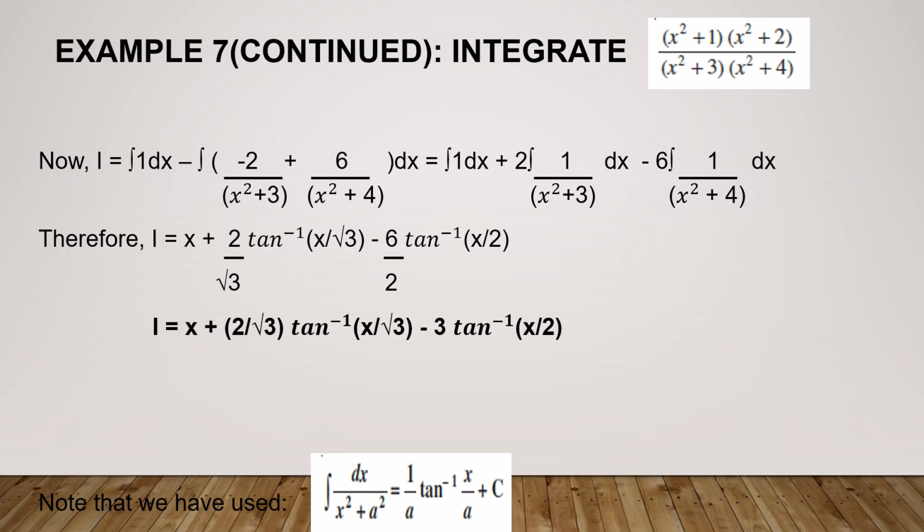This is again of the same type, dx upon x square plus a square, x square plus 2 square. So it is minus 6 is already there, minus 6 into 1 upon 2 tan inverse of x by 2. So when you write the final answer, it will become integral I is x plus 2 upon root 3 tan inverse of x upon root 3 minus 3 tan inverse of x by 2.